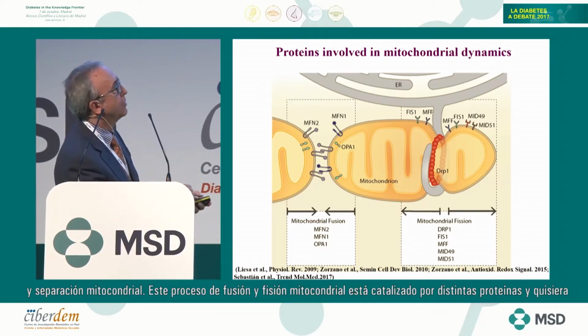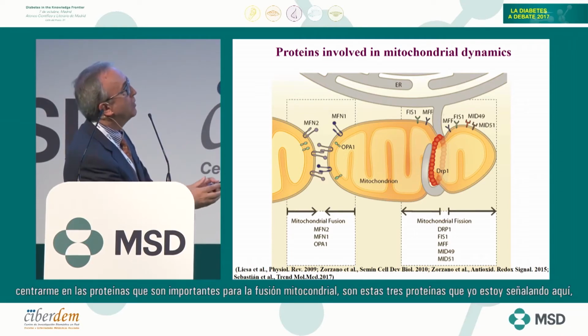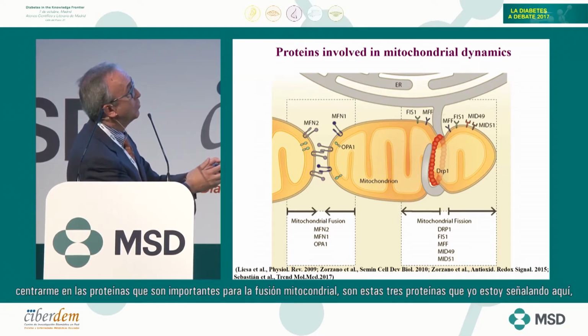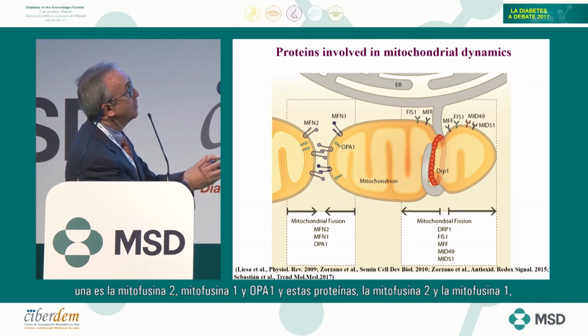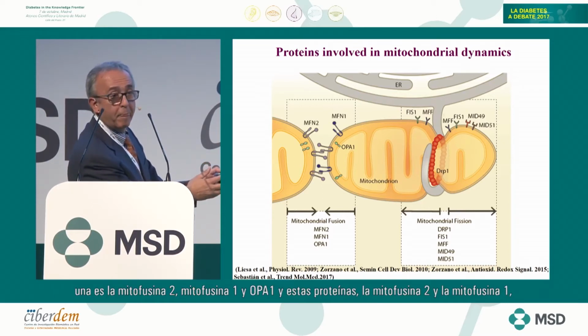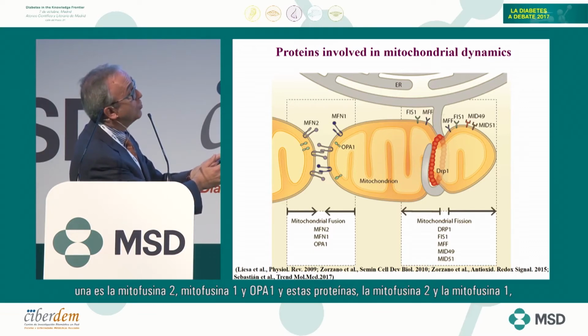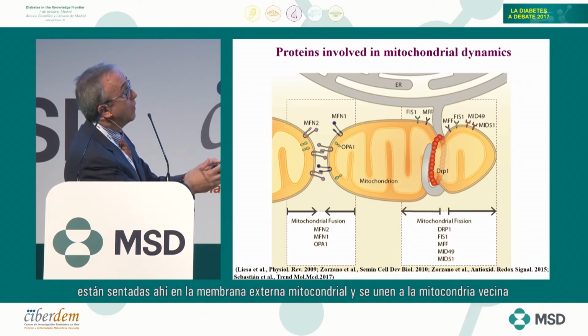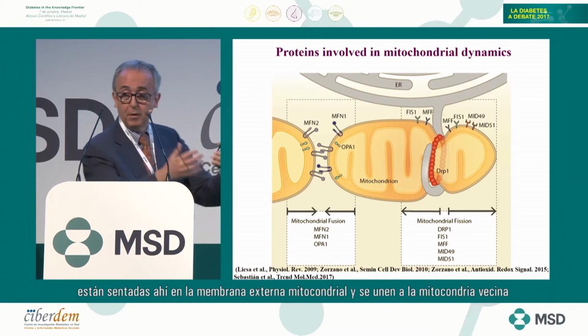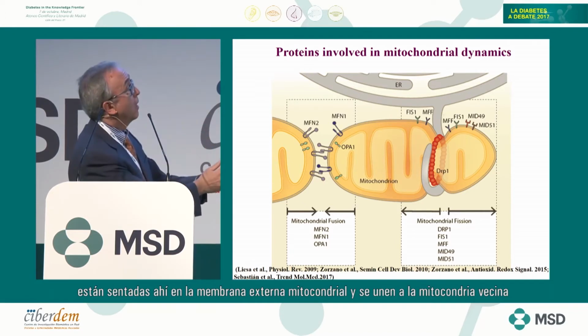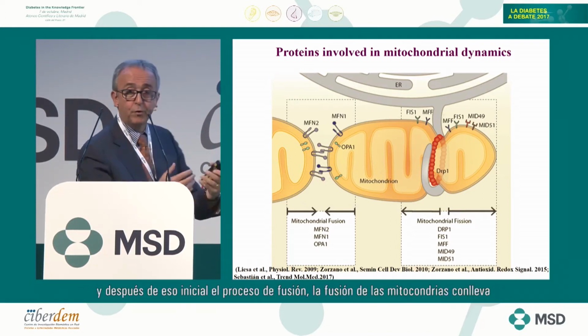And I want to just focus on the proteins that are important in mitochondrial fusion, and those are these three proteins I'm pointing to here. One is mitofusin 2, mitofusin 1, and OPA1. Mitofusin 2 and mitofusin 1 sit on the outer mitochondrial membrane, and they tether neighbor mitochondria, and after that, they initiate the process of fusion.